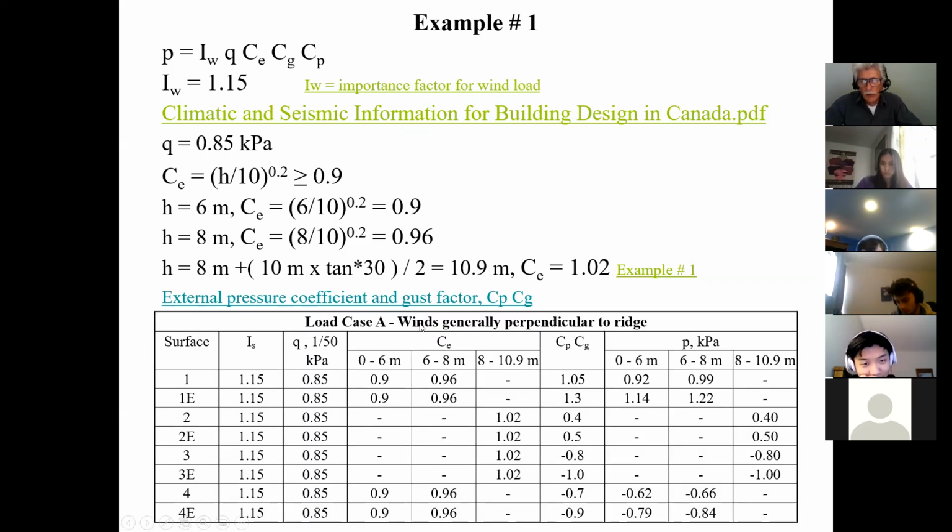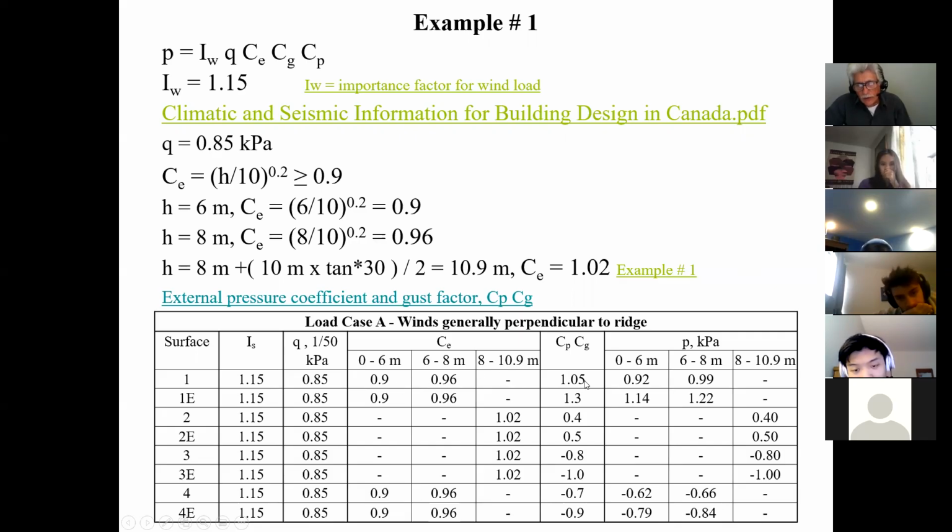Here, I put load case number A: winds generally perpendicular to the ridge. Then I put my surfaces here: surface 1, 1E, 2, 2E, 3, 3E, 4, 4E. These are my surfaces, so I know which one I'm looking at when I'm looking at my rows. The importance factor is the same for all the surfaces. Of course, the reference velocity Q is the same for all the surfaces. Now, I'm going to have one value of CE from 0 to 6 meters, then another value of CE from 6 to 8 meters, and then one that goes from 8 to 10.9 meters. So I have 3 values of CE here.